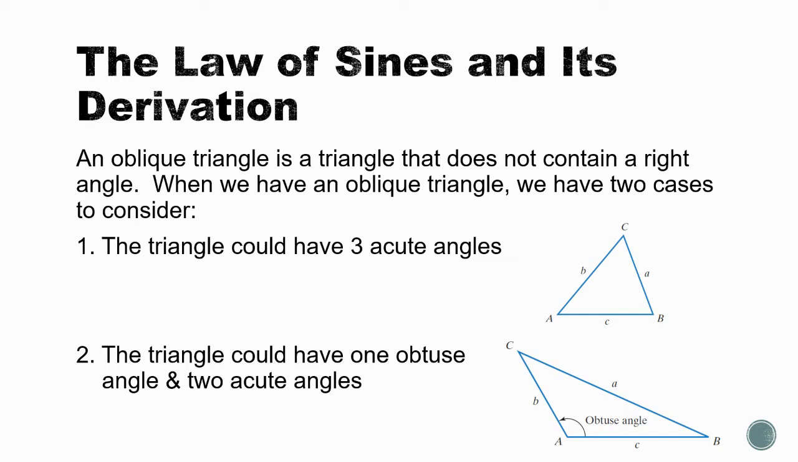An oblique triangle is a triangle that does not contain a right angle. When we have an oblique triangle, we have two cases to consider. The first case is that the triangle could have three acute angles, because remember, in a triangle the three angles have to add up to 180. So if they're all less than 90, we can get that to happen. Or the triangle could have one obtuse angle and two acute angles. Once again, acute means less than 90, but obtuse means it has to be between 90 and 180.